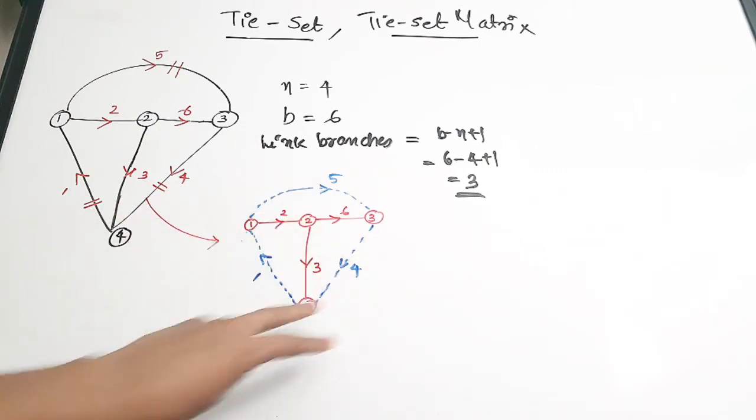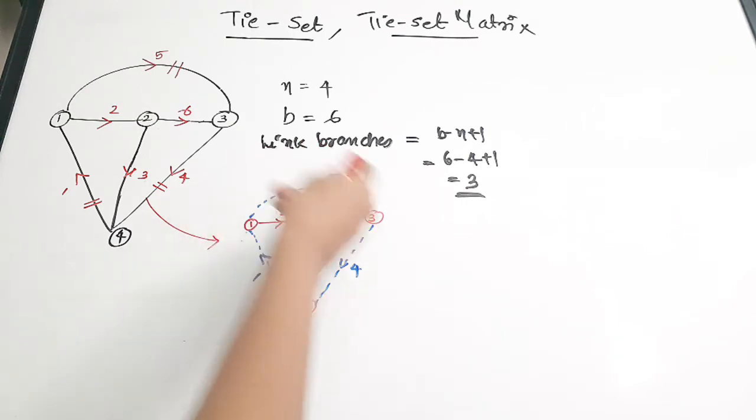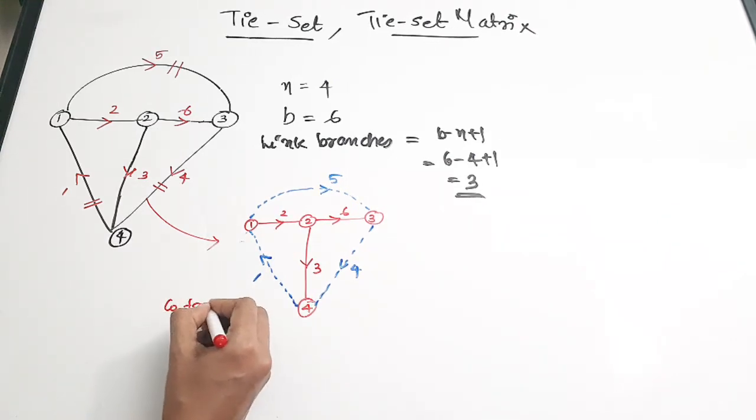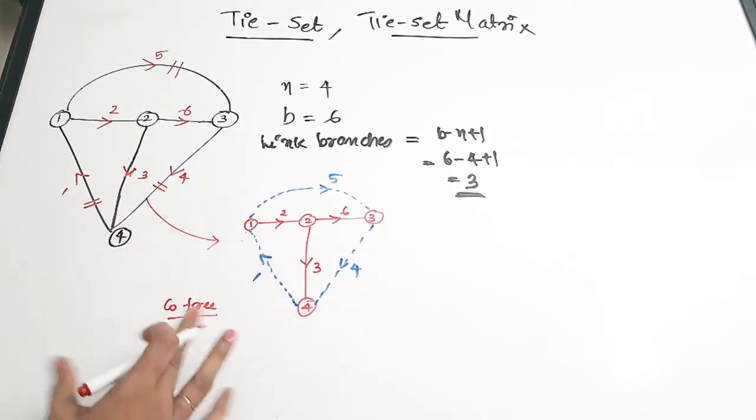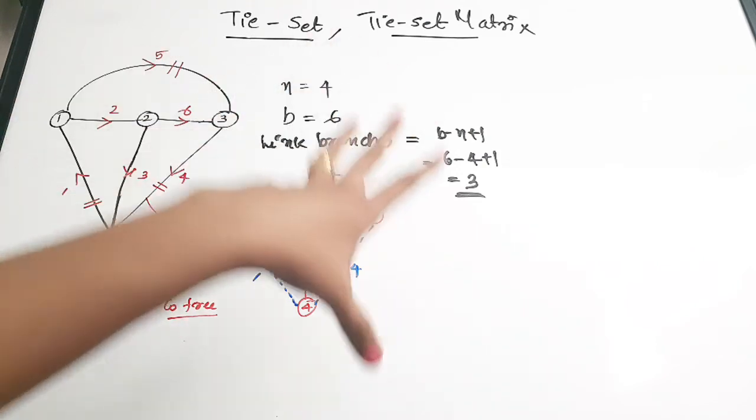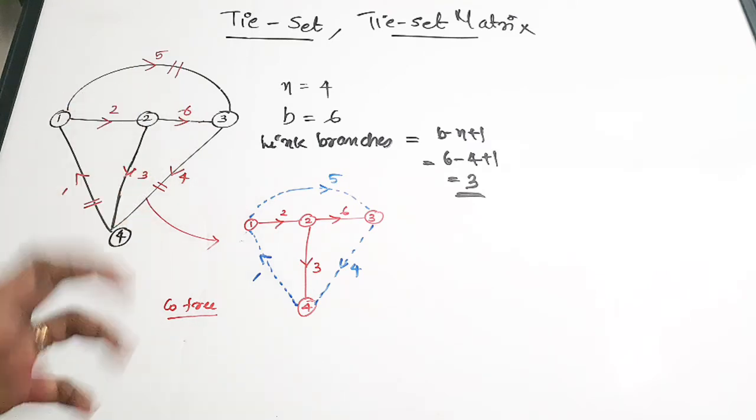Then the branches which are marked in blue color are the link branches, or the branches which have been removed, and these branches together you can call co-tree. These things we have explained actually, but I'm just telling it once again. The blue color is representing the co-tree, red color is representing your tree, and tree plus co-tree will give you a total graph, or your entire graph.